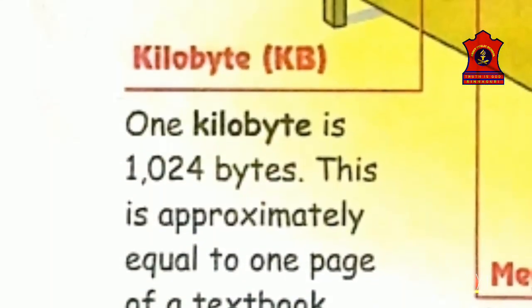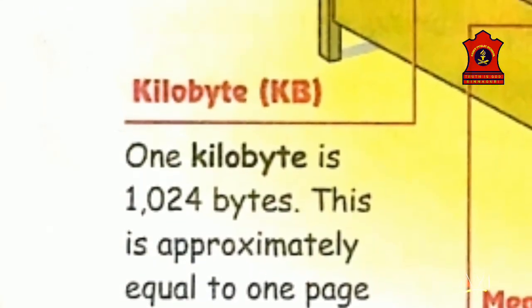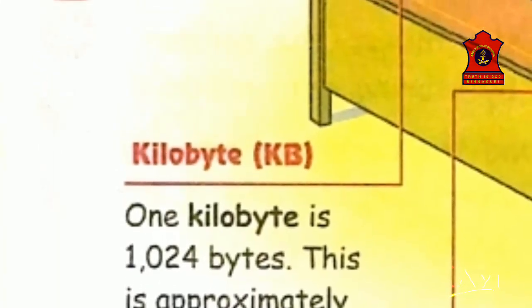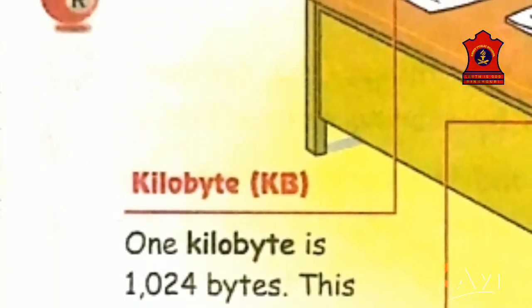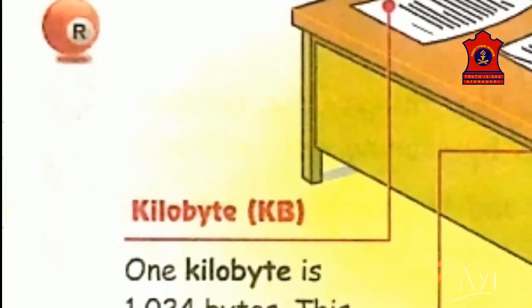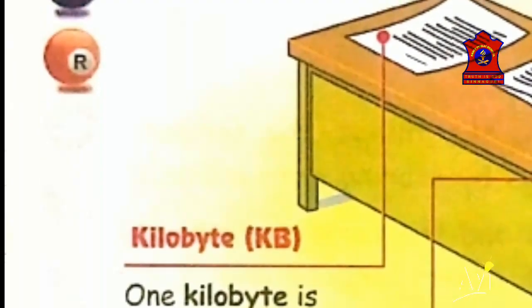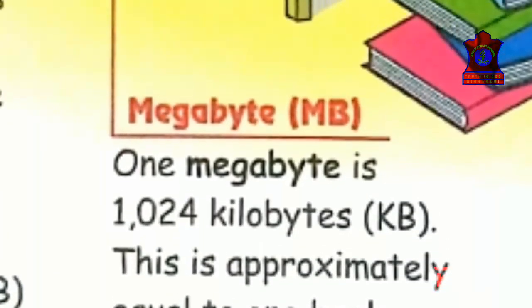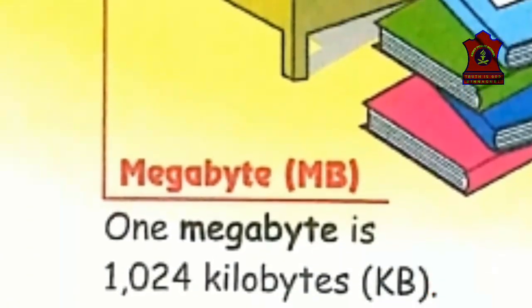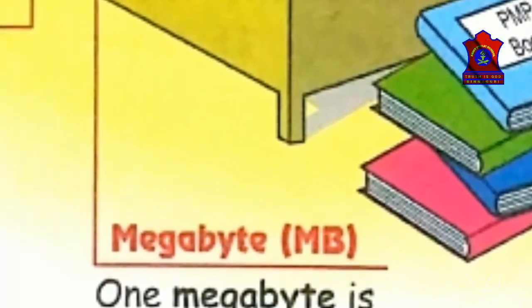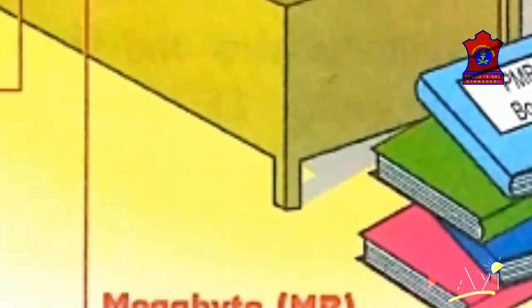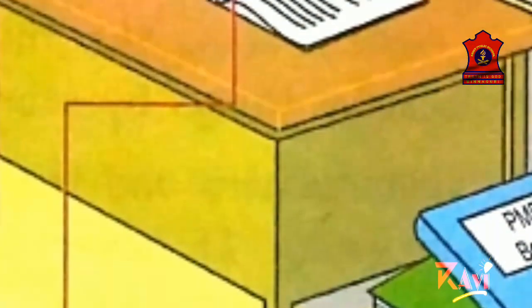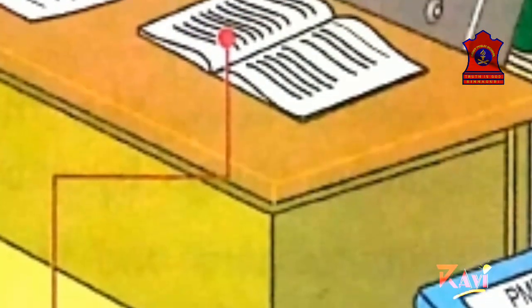Now, kilobyte, KB. 1 kilobyte is 1024 bytes. This is approximately equal to one page of a textbook. The next higher unit is the megabyte, MB. 1 megabyte is 1024 kilobytes. This is approximately equal to one book.